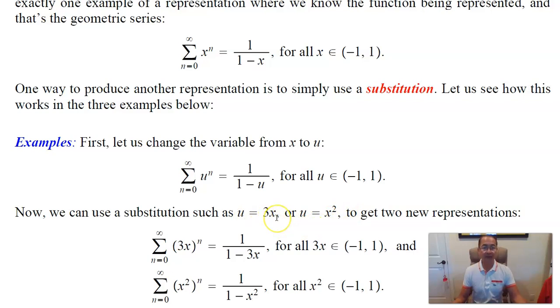So now we are going to perform two examples of substitutions. We will let u be 3x, and so we get the sum of (3x) to the n equals 1 over 1 minus 3x, for all 3x between -1 and +1. Next, we will make u be x squared, and so we will get the sum of (x squared) to the n equals 1 over 1 minus x squared for all x squared between -1 and 1.